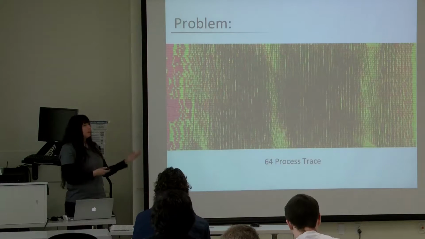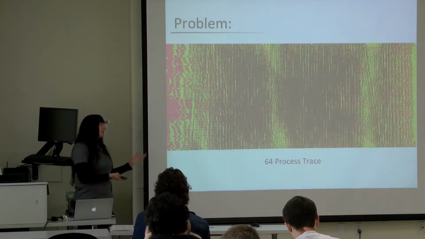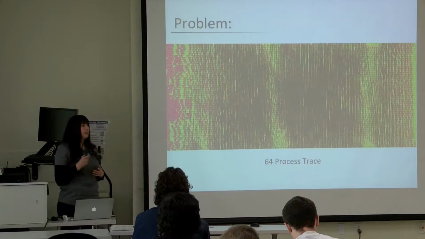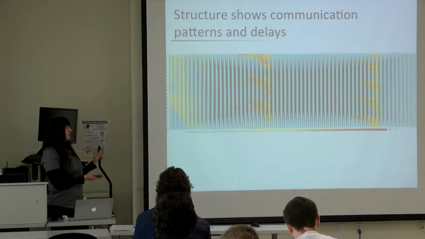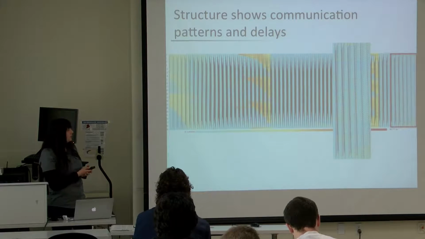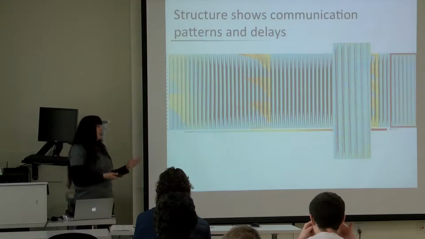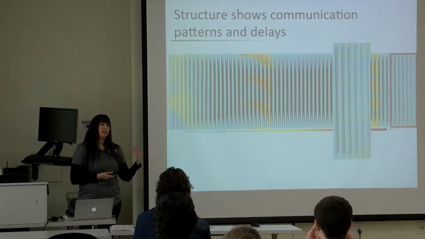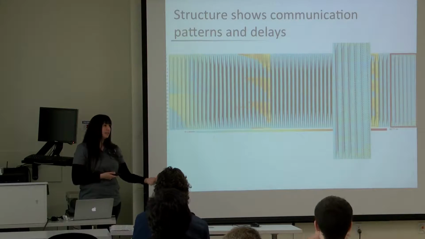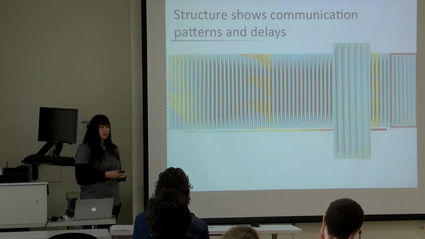So if we go back to our problem, this guy, and we switch it to this idea of logical structure and lateness, we get something that looks like this. So this is an improvement. If you zoom in, you can see that, okay, I have these definite steps. I kind of know what this parallel pattern means. So now I know what this code is doing.